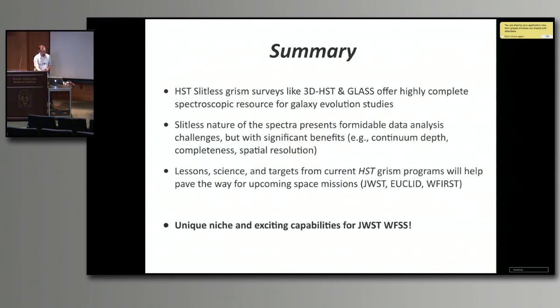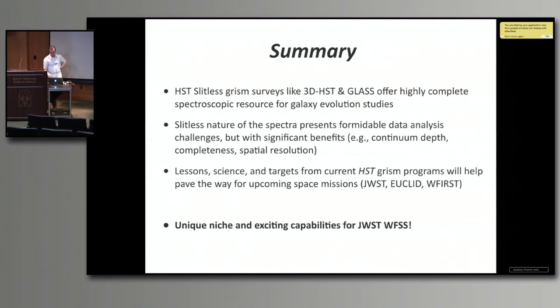So in summary, I think HST slitless grism surveys like 3D-HST and GLASS and many others have shown a lot of promise and a lot of exciting results for galaxy evolution science. They provide highly complete spectroscopic samples for these fields. But it comes at a cost: it requires different analysis techniques than standard imaging or standard spectroscopy for that matter, but with benefits of continuum depth, completeness, and also the ability to use the spatially resolved lines that I've mentioned.